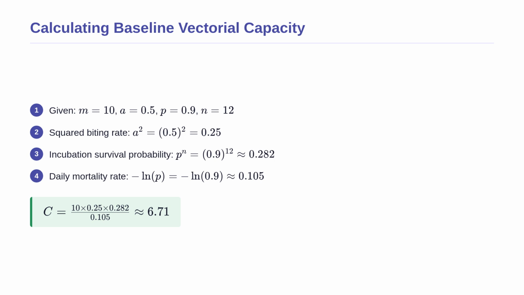giving 0.25. Next, we calculate the survival probability over the 12-day incubation period, which is 0.9 to the 12th power, or about 28.2%. Then, we find the daily mortality rate for our denominator, which is 0.105. Plugging these into our formula, we get approximately 6.71. This means one infected person generates about 6.71 new infective bites per day. This indicates a high risk of an outbreak.